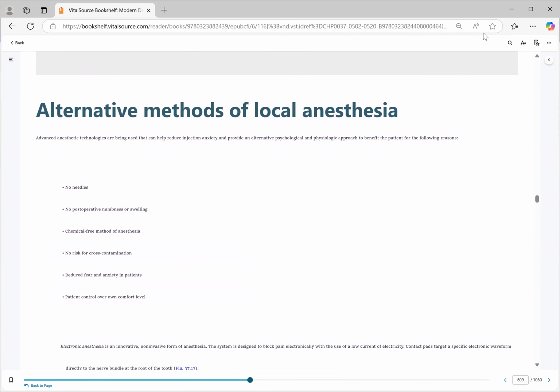We'll talk next about alternative methods of local anesthetic. Advanced anesthetic technologies are being used that can help reduce injection anxiety and provide an alternative psychological and physiological approach. So, we hear a lot about painless dentistry or no needle dentistry. With these alternative methods, we have no needles, no post-operative numbness or swelling, chemical free, no risk of cross contamination. It's going to create reduced fear for our patients, and the patients are in control.